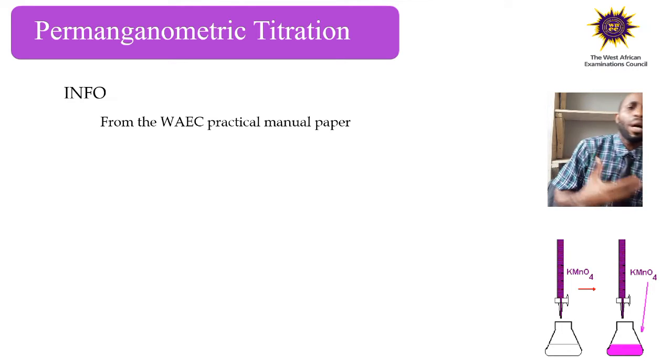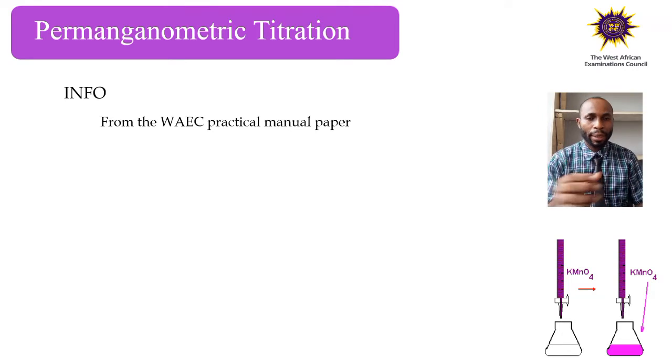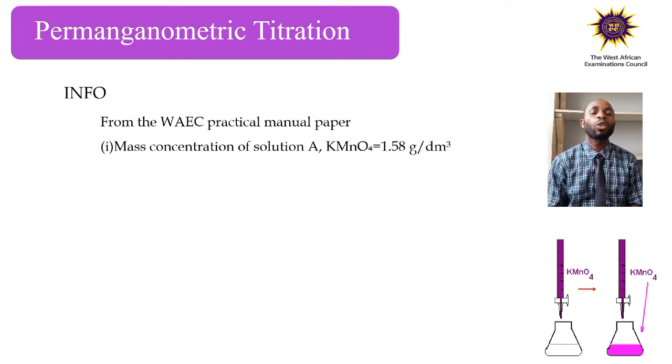For the manual given to us from WAEC, these are what we are asked to do. Get the mass concentration of solution A, which they ask us to make by dissolving 1.58 gram in 1 dm³. So the mass concentration is 1.58 gram per dm³. This will serve 5 students. If you dissolve 1.58 gram in 1 dm³, you can serve 5 students.